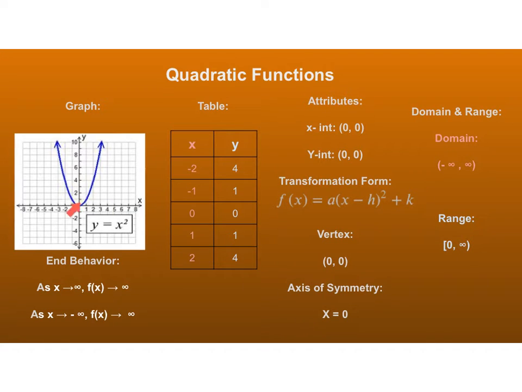Domain and range. On the domain, this x value is going to go to the left forever. It's going to continue. There is no stopping point. It's also going to continue to the right forever. So my domain is negative infinity to infinity. My range is my lowest y value. For the parent function, my lowest y value is 0. Notice that it has a bracket on it. The bracket tells me that it can be equal to 0. So this is 0 to infinity because it's going up forever.